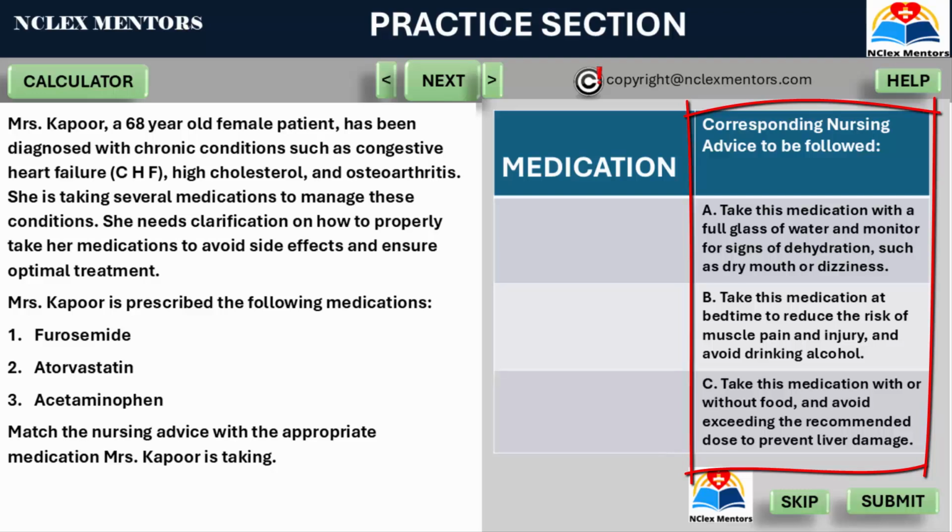This sequence of nursing advice ensures safe and effective management of Mrs. Kapoor's medications. Furosemide, Option 1, is a diuretic that can cause dehydration, so it is important to take it with plenty of water and monitor for signs of dehydration. Advice A. Atorvastatin, Option 2, is best taken at night and should be taken with caution due to the risk of muscle pain, myopathy. Avoiding alcohol can prevent exacerbating muscle issues. Advice B. Acetaminophen, Option 3, can be taken with or without food, but it is important not to exceed the recommended dose to prevent liver toxicity. Advice C.